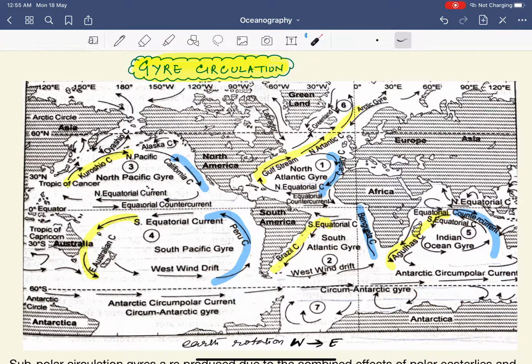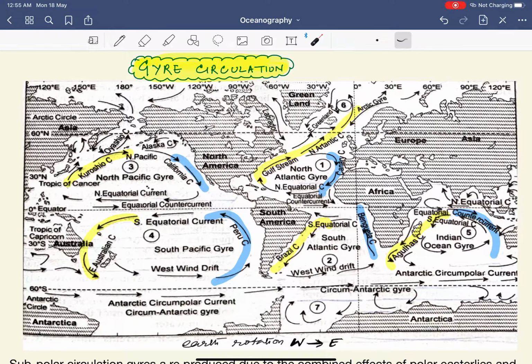Now, within this diagram, you can see that there are five prominent gyres. The first is the North Atlantic gyre, the second is the South Atlantic gyre, then the North Pacific gyre, the South Pacific gyre, and last but not least the Indian Ocean gyre. We'll discuss each and every gyre one by one.